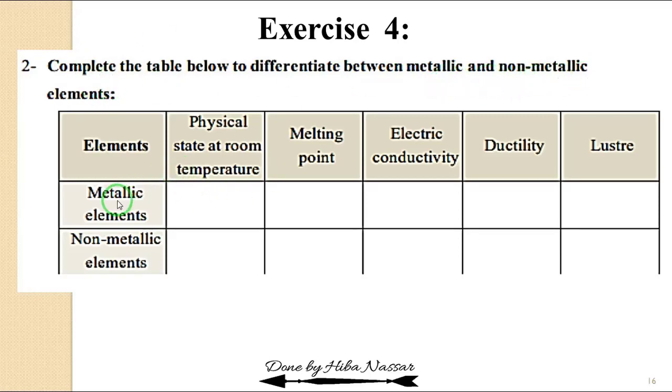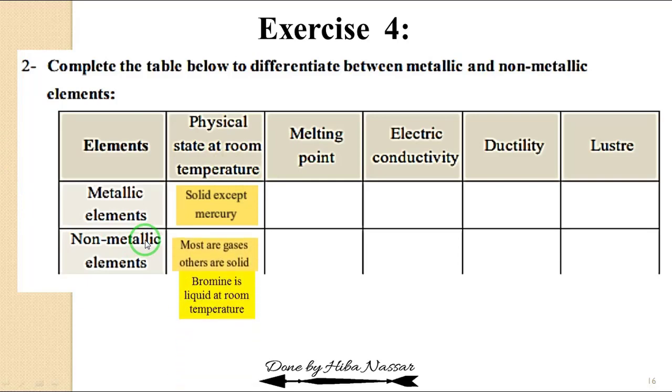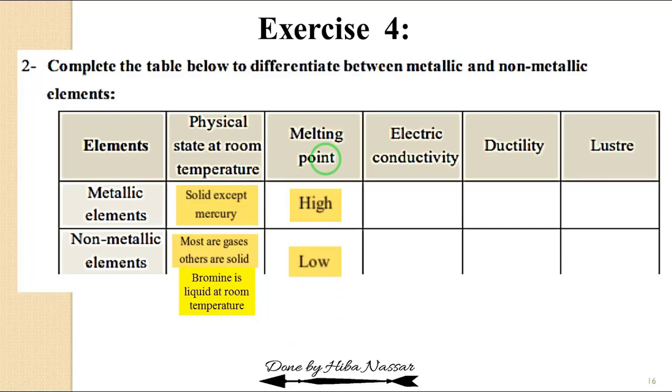Now, for the metallic elements, the physical state at room temperature is solid except mercury. For the non-metallic elements, we can say that most are gases, others are solid. We have a special case. Bromine is liquid at room temperature. Now for the melting point, metals have a high melting point. Non-metals have a low melting point.